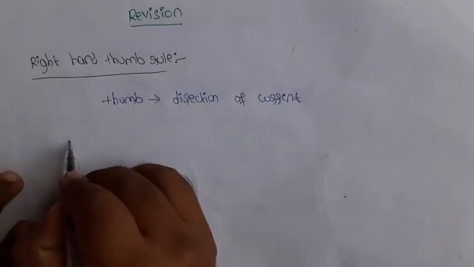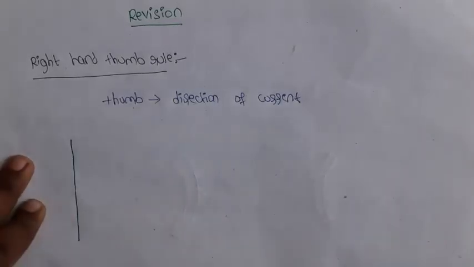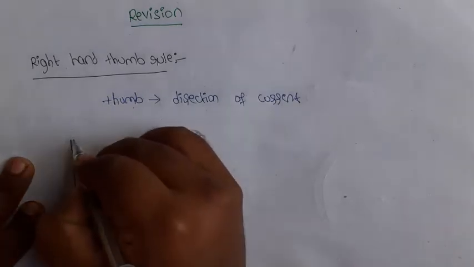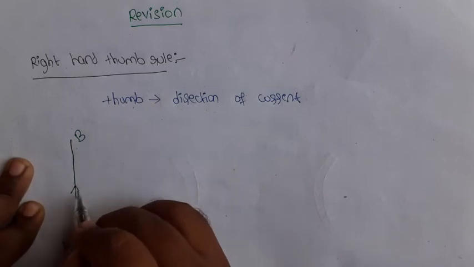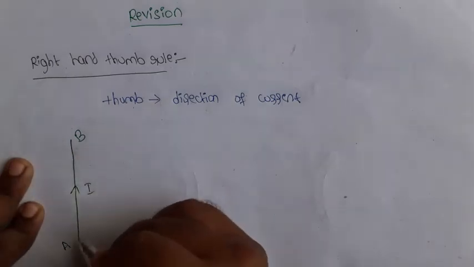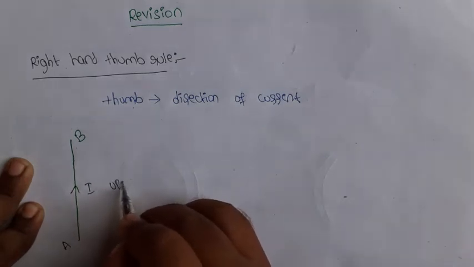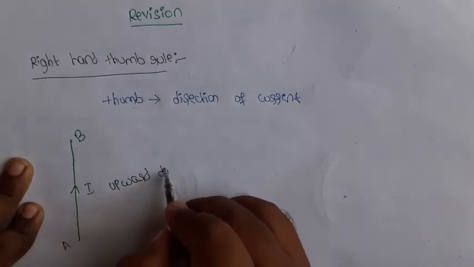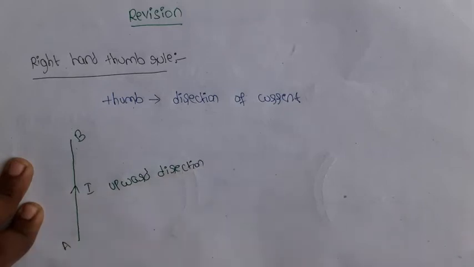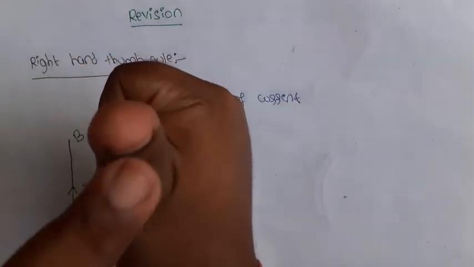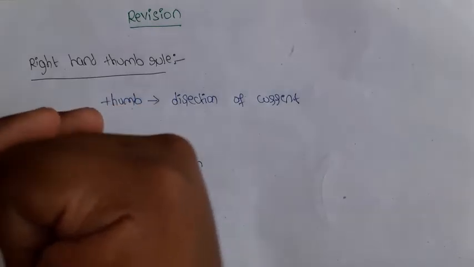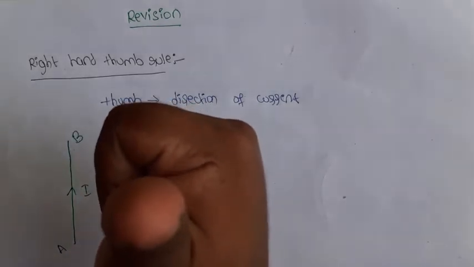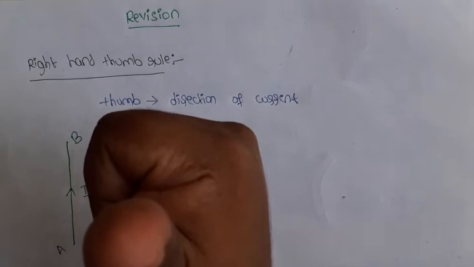For example, this is a straight conductor AB. In this straight conductor, current is flowing from A to B. A to B means upward direction. What is the magnetic field direction? Current is moving upward. What about the four curved fingers? Curved fingers represent the magnetic field direction.